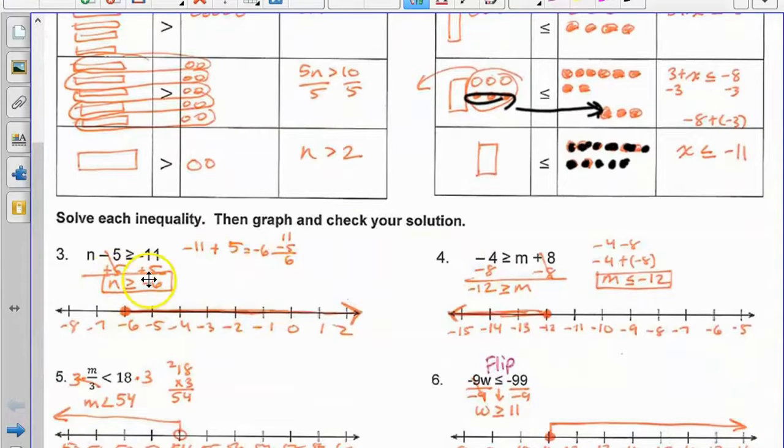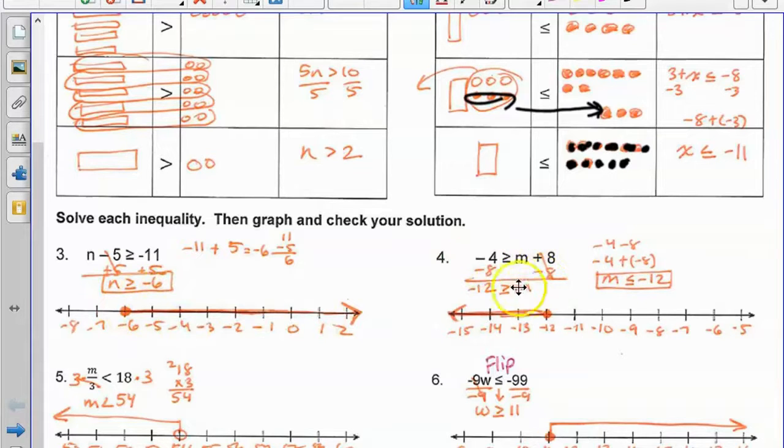Over here, if it's n minus 5, the inverse is to add 5 to both sides. N is greater than or equal to negative 6. I plugged in a number that would work. So in this case I plugged in another number. Okay? Over here I'm showing that negative 11 plus positive 5 is a negative 6. Okay? So close circle on negative 6, shade to the right. So I plug in negative 1 is greater than negative 6. 0 is greater than negative 6.